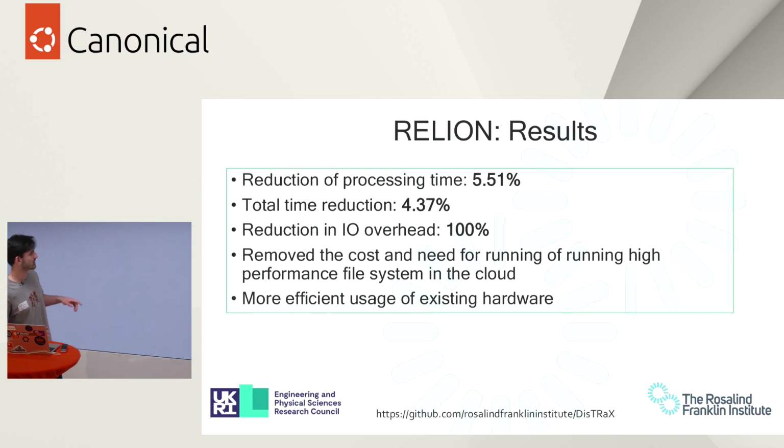So what we ended up with was a reduction in processing time of 5.1%, and a total reduction of 4.37%. The total reduction is different because we're taking into account the deployment time. The reduction in I/O overhead was 100% because we could fit the whole data set and the processing inside of the RAM. This removed the cost and need for running a high-performance file system in the cloud, and it was a more efficient use of the existing hardware.